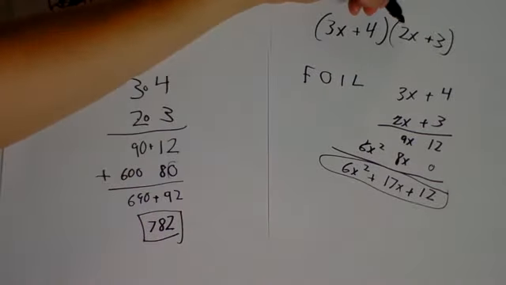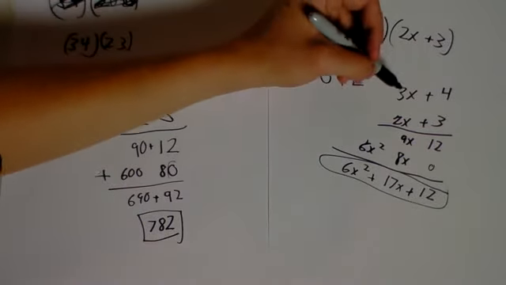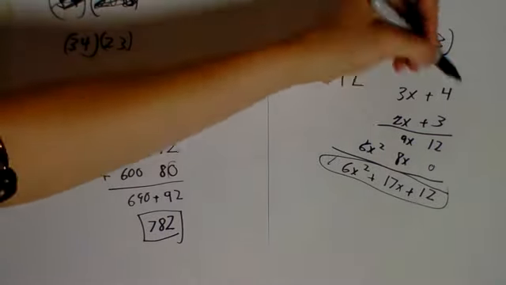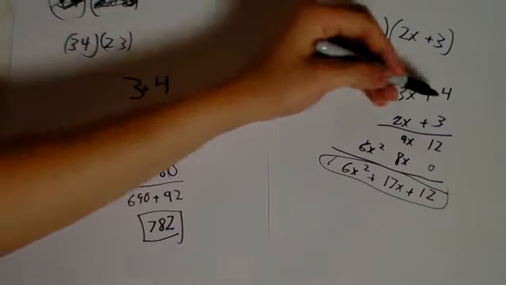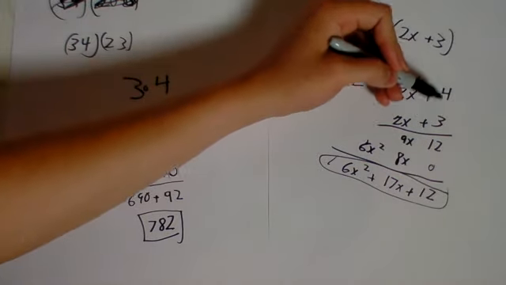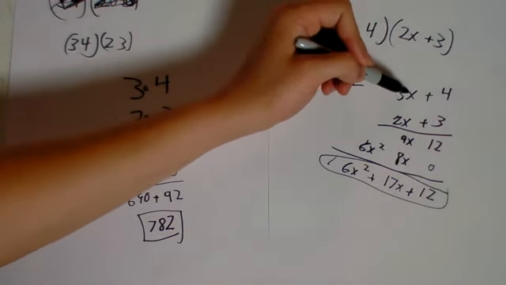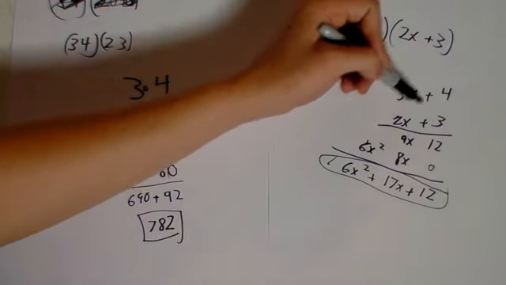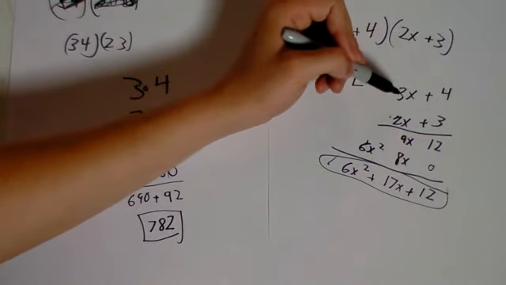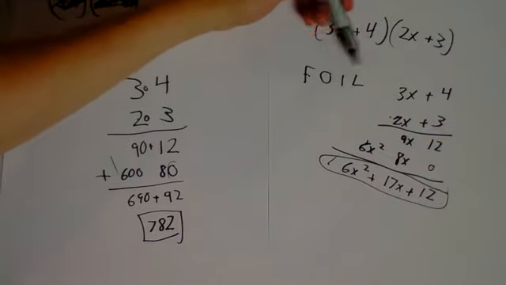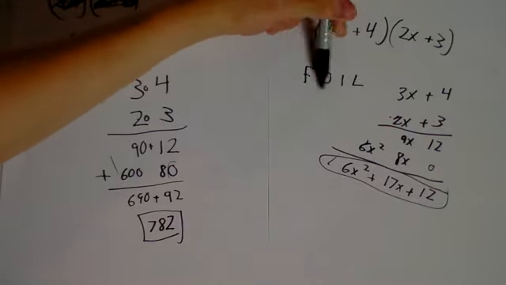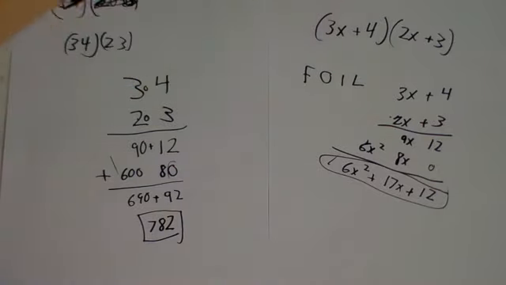Now, if we do the FOIL method, which we've learned, it's really just a shortcut of doing this process right here, which is the same thing that we do here. The goal is to multiply each term by each other term. So the 3 gets multiplied by the 4, 3 gets multiplied by the 3x, the 2x gets multiplied by the 4, and the 2x gets multiplied by the 3x. The FOIL method is just a shortcut. It's a gimmick for remembering to do all of these 4 steps.